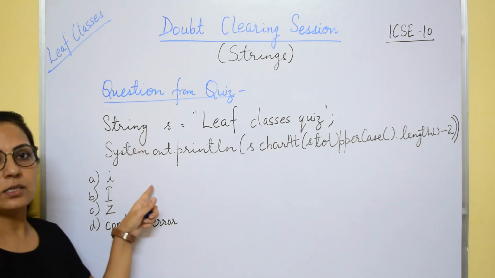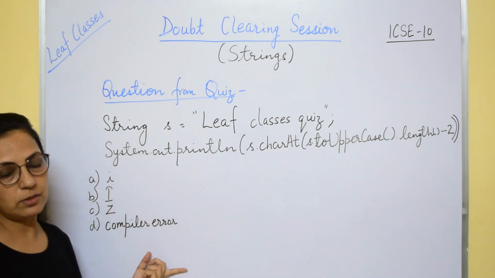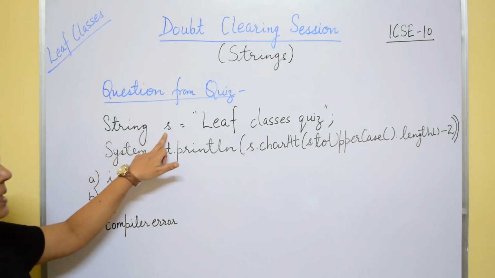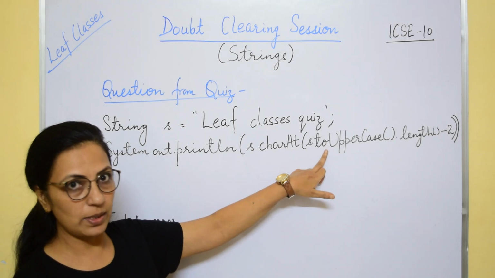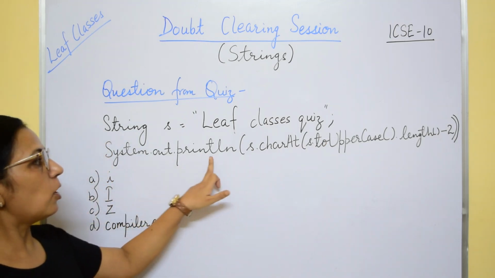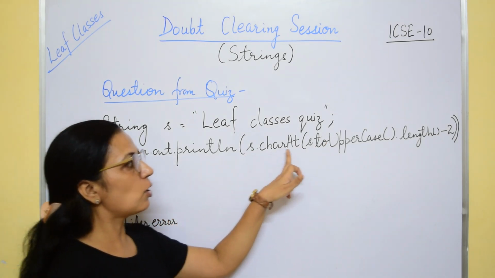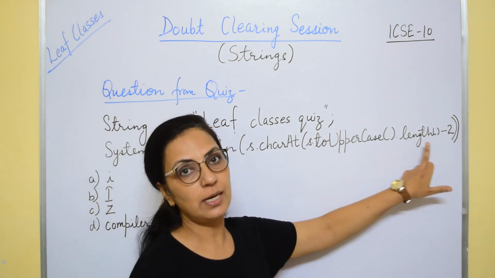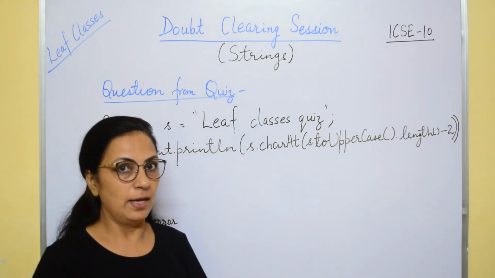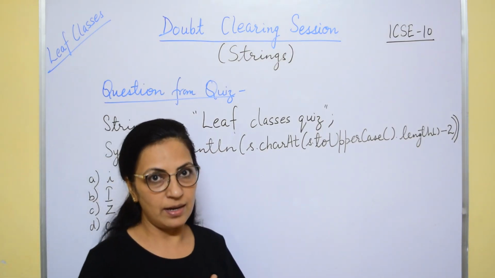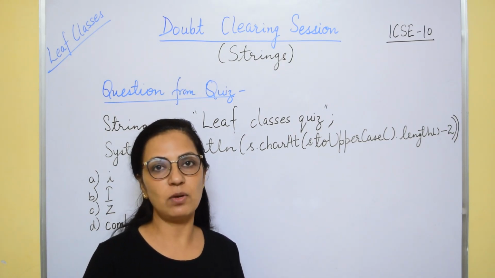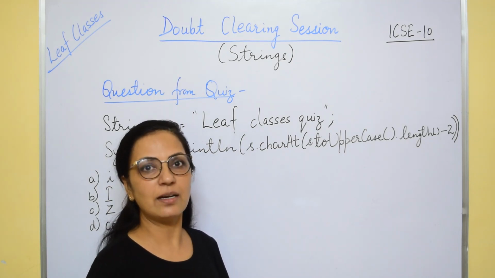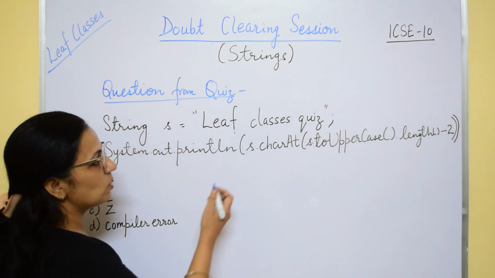The question is that you have to give the output. Four options were there, and these two statements are there. String s equals "leaf classes quiz", right? System.out.println(s.charAt(s.toUpperCase().length() - 2)). So I want you to write the output before seeing this video further. Pause it here and then do it, and then again you start the video and check. So let us do it.